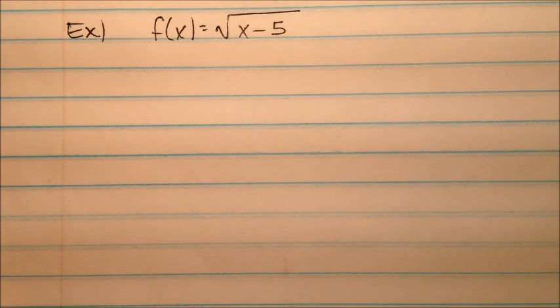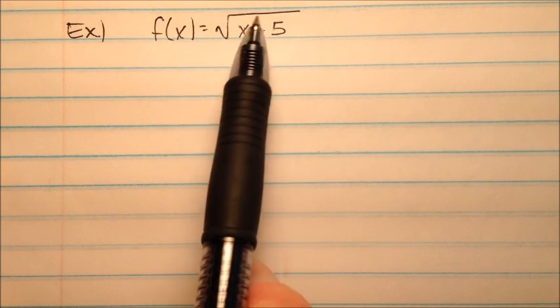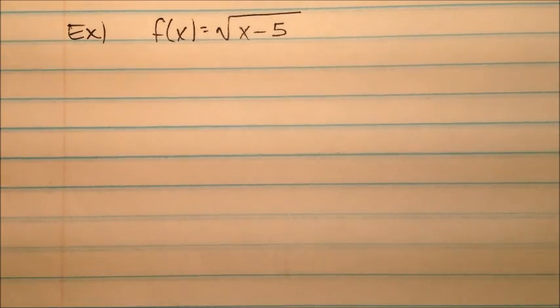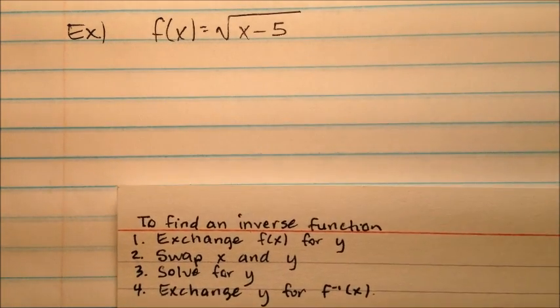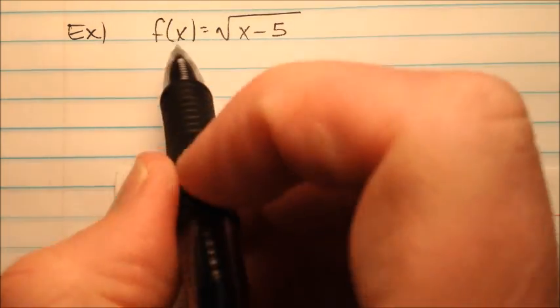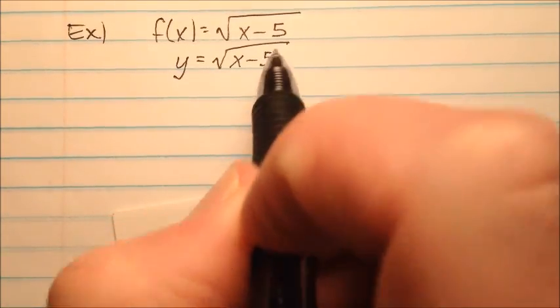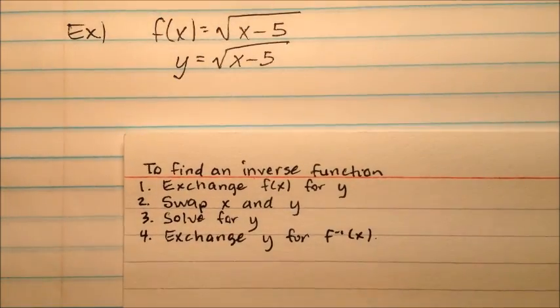So in the second example, we're going to look at f of x equals the square root of the quantity x minus 5. So if we follow our steps here, the first step is going to be to exchange the f of x for y. So I'm just going to write y equals, and that square root quantity from the right side. Okay, then we're going to swap the x and y.